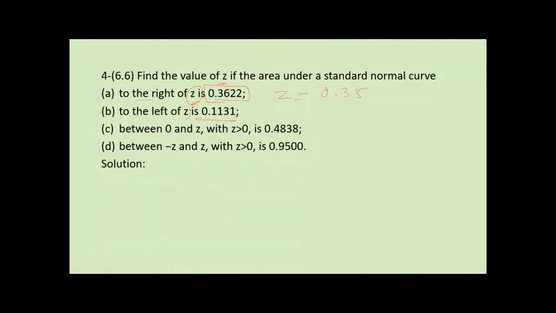We are supposed to find only the Z value. You are given information. The left area is given. Straight away, go to the normal table, and this area is not more than 0.5. So left area is lesser than 0.5, so it should be on the left side here. So there should be some negative value. This area has been given. What is the area? 0.1131. For this area, straight away go to the table and find this 1131, isn't it?